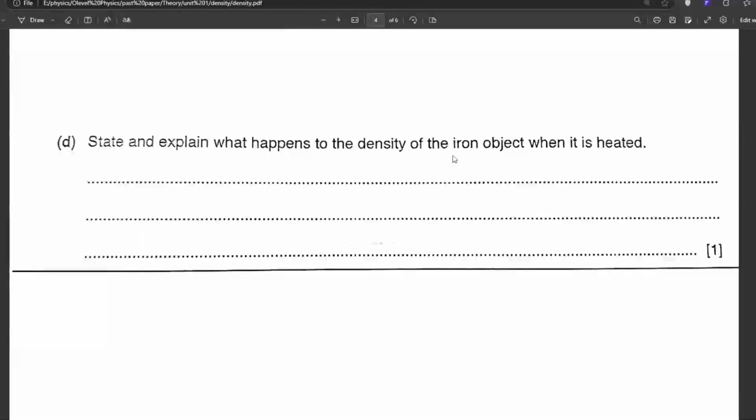State and explain what happens to the density of the iron object when it is heated. So, as the iron object is heated, the volume increases, density decreases. Simple as that.